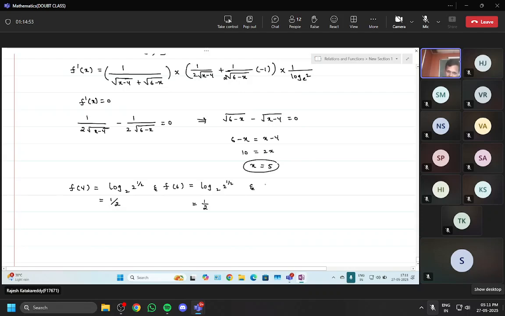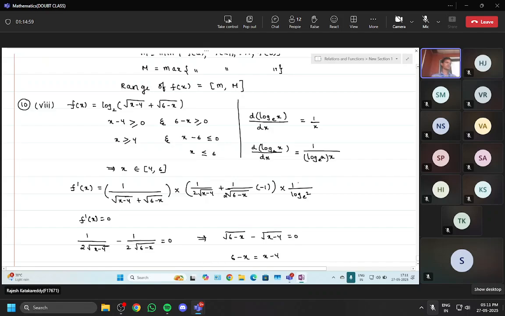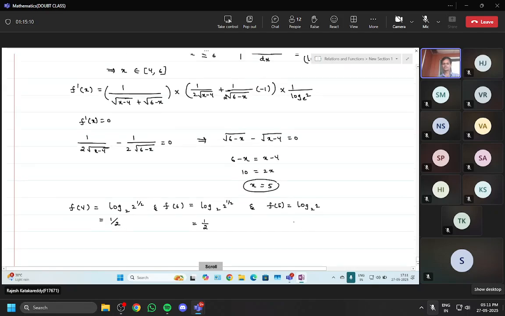The last one, that is f of 5. The moment we put x equals 5, 5 minus 4 is 1, 6 minus 5 is also 1, 1 plus 1 is 2. You have log 2 base 2, right? Log 2 base 2, this value is 1. Now out of these three, maximum is 1, minimum is 1 by 2. So the range is 1 by 2 comma 1.